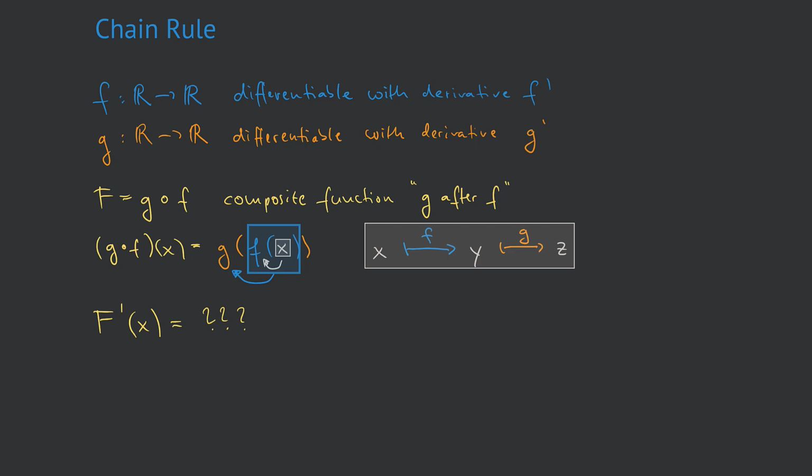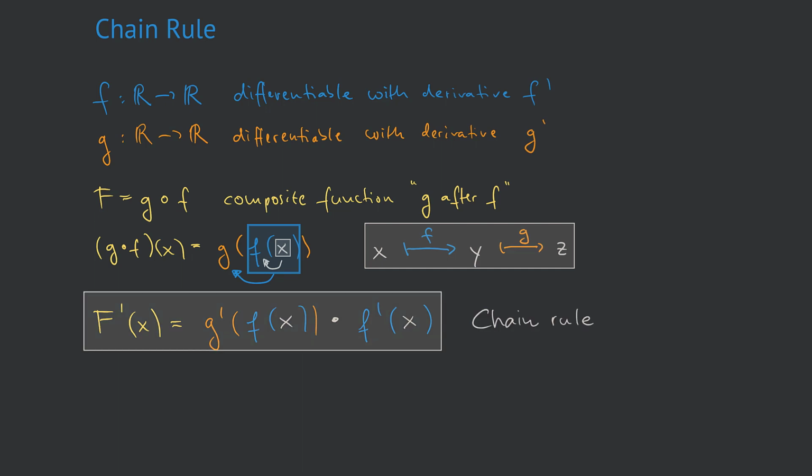The chain rule is a differentiation rule which helps to find the derivative of capital F based on the derivatives of f and g. The chain rule has the following form. Capital F prime of x equals g prime of f of x times f prime of x.